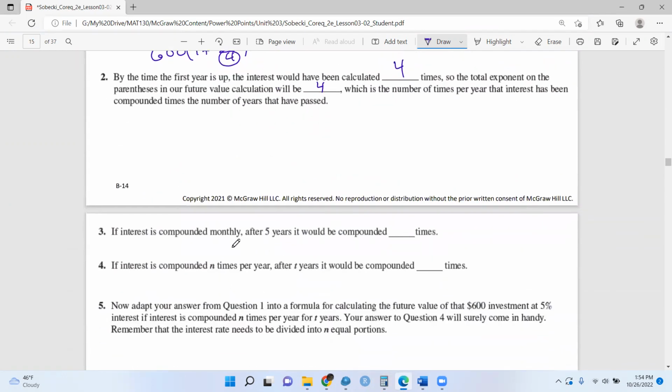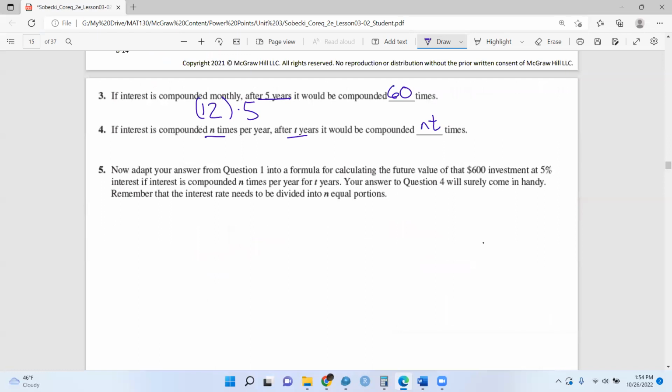What if we were compounding monthly? Well, that means each year we would compound it 12 times. And then if we did that for 5 years, each of those years would be 12. We would be adding together 12 5 times, or 5 times 12. We would have compounded the interest 60 times. Well, what if we decided to compound any amount of times we wanted per year? Let's call it n, and we did it for t years. Then we would be doing it n times t amount of times. So our formula for this problem would become this.